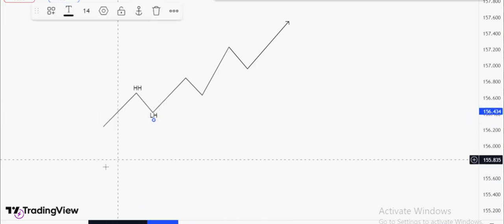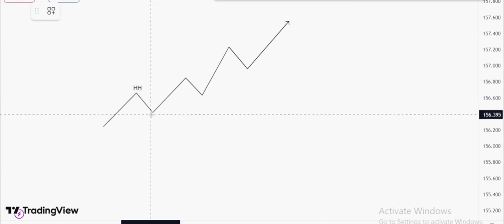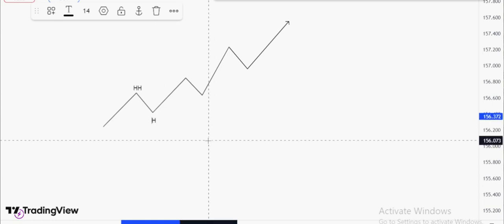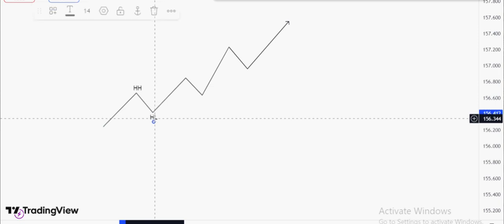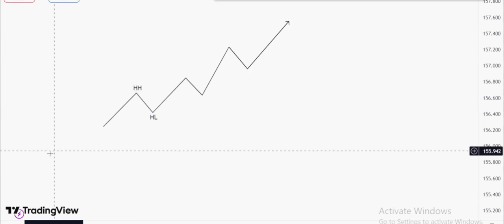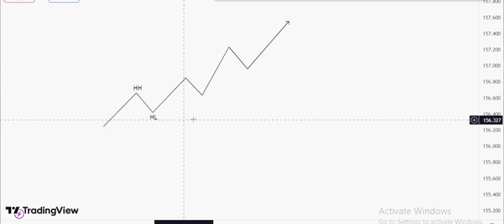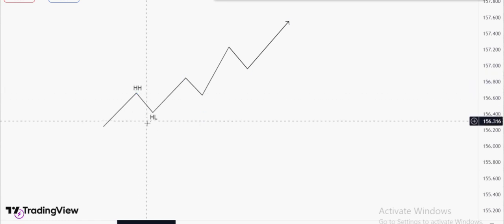So in an uptrending nature, you have higher highs, and then when it pulls back and creates that low, it's called a higher low. You have your higher high and then you have your higher low. This is the nature of bullish markets. You have higher highs, higher lows.